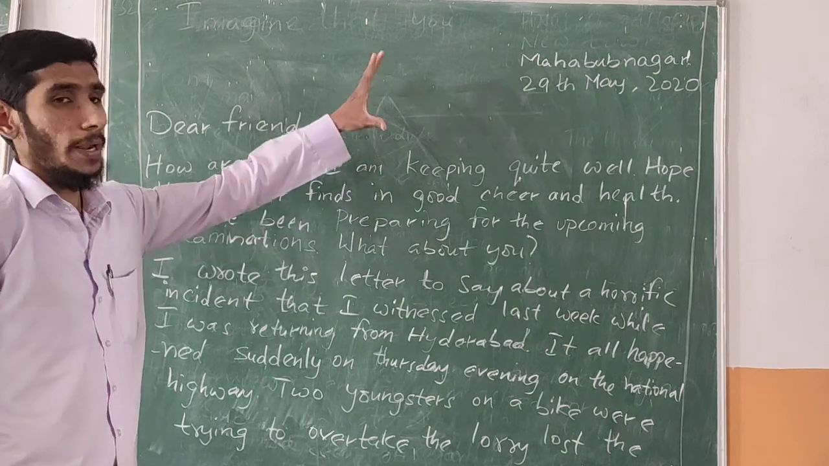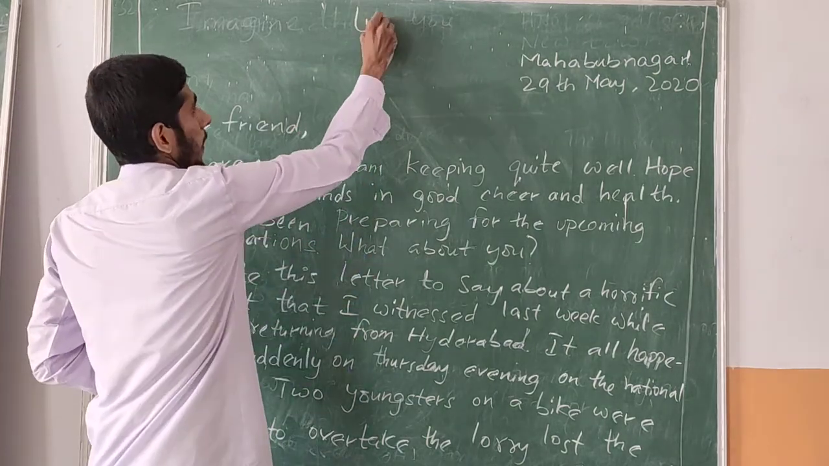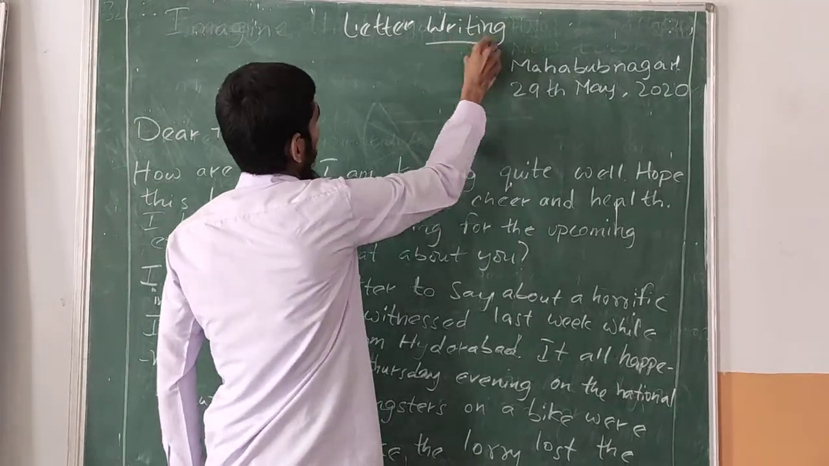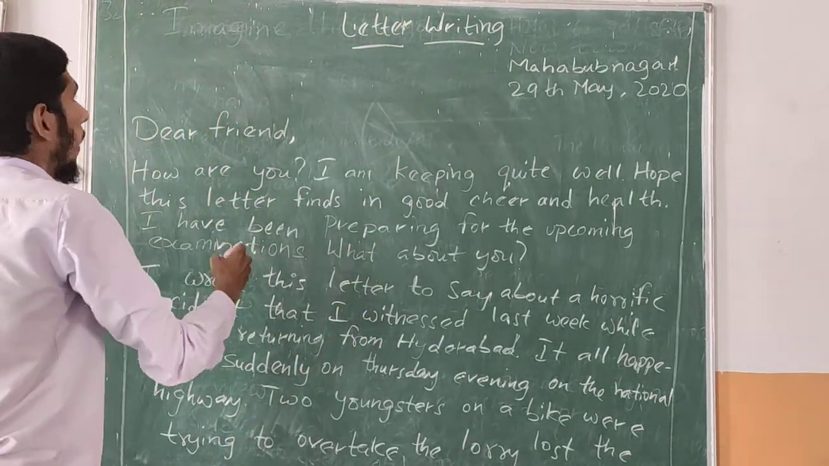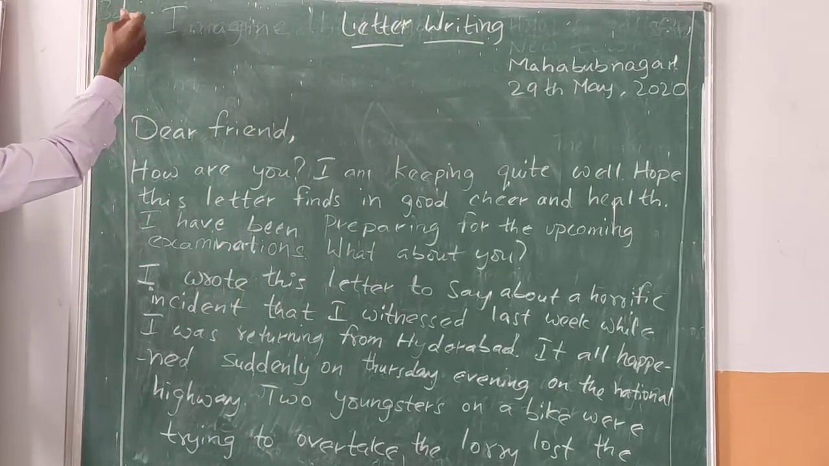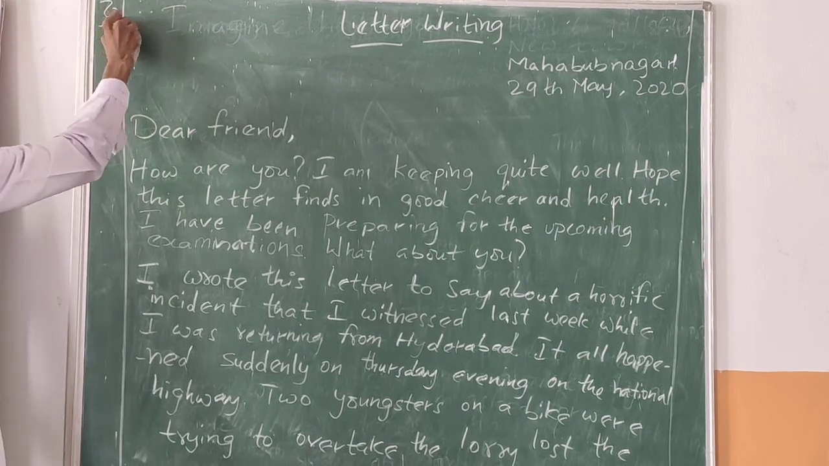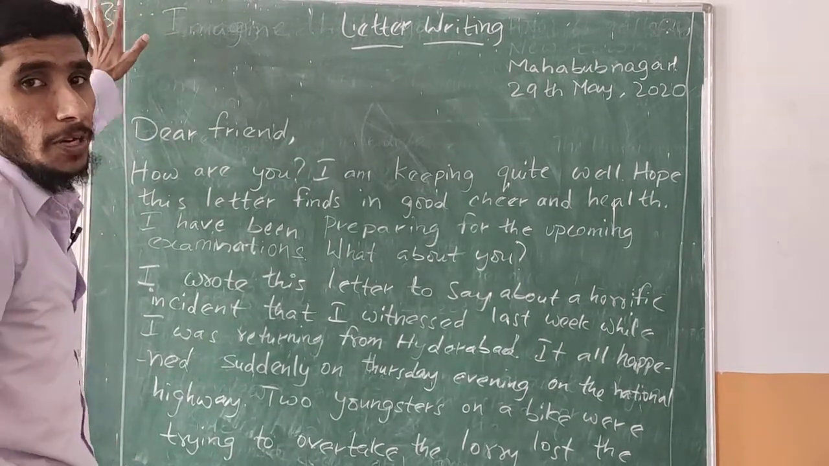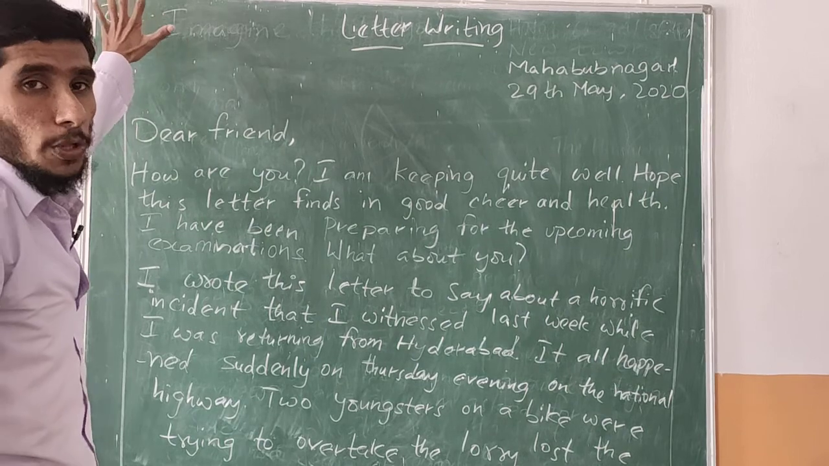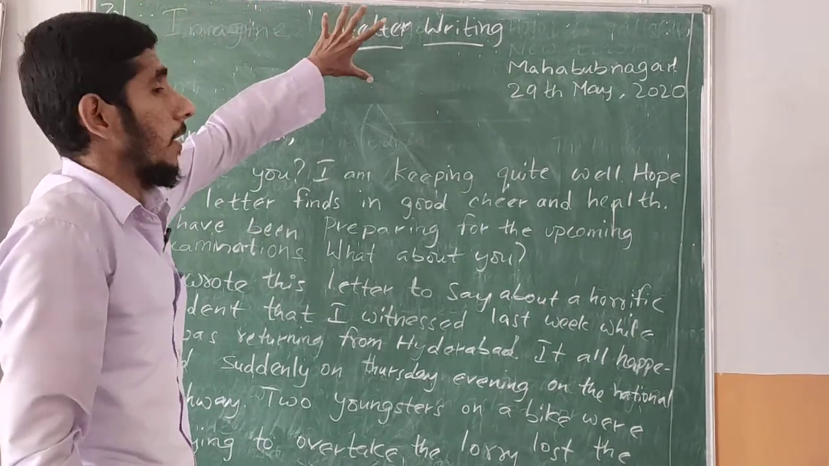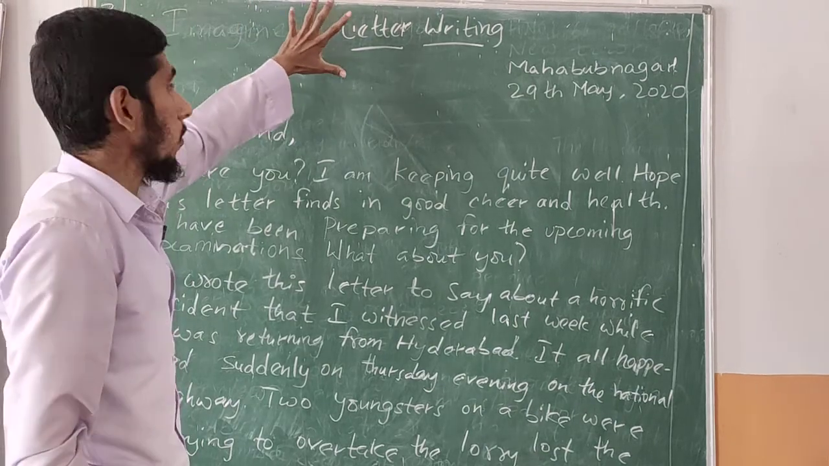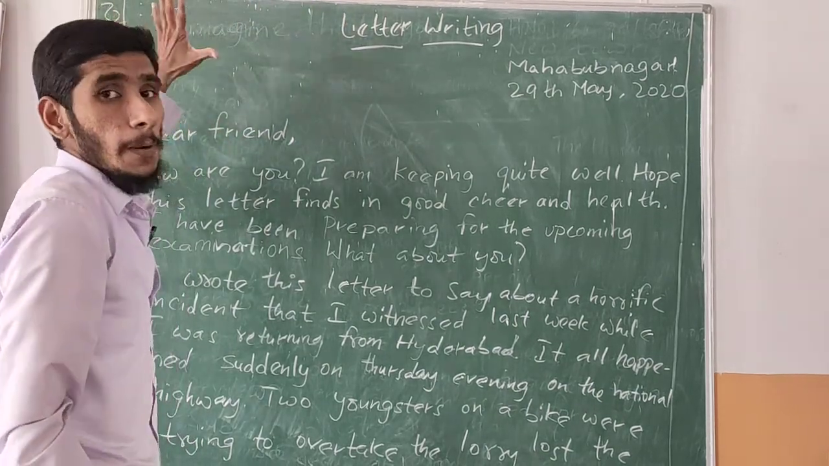Remember students, you have to write the heading, letter writing. Heading will be letter writing, and the number of the answer is compulsory. If it's 32, 22, or 33, the answer number is a must if you want to score the marks, and then only the answer will be considered. So remember, heading, letter writing, will be scored, and the answer number is a must.